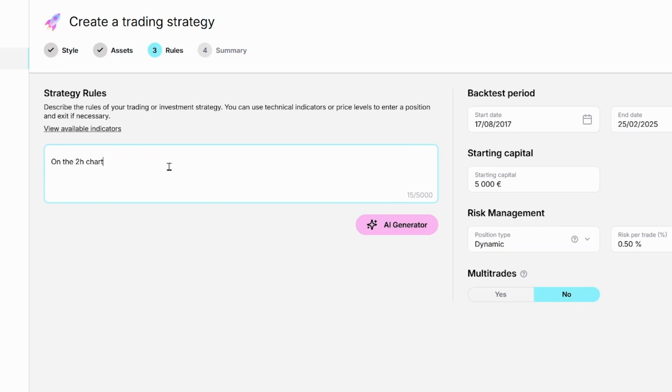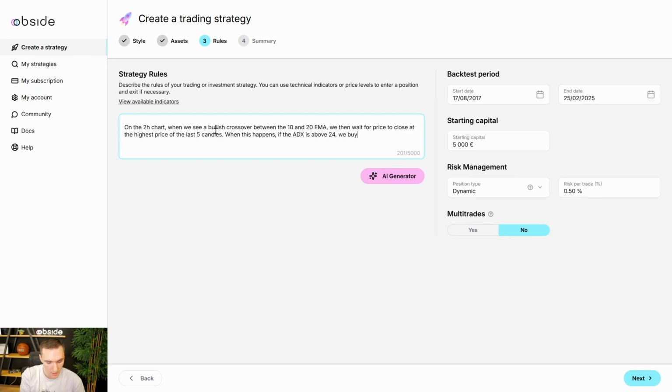On the 2-hour chart, when we see a bullish crossover between the 10 and 20 EMA, we then wait for price to close at the highest price of the last 5 candles. And when this happens, if the ADX is above 24, we buy. Okay, so you got it. We want to see on a 2-hour chart a crossover between the 10 and 20 period EMA. When this happens, we then want to see price close at the highest price of the previous 5 candles. And when this happens, if the ADX is above 24, then we'll buy.